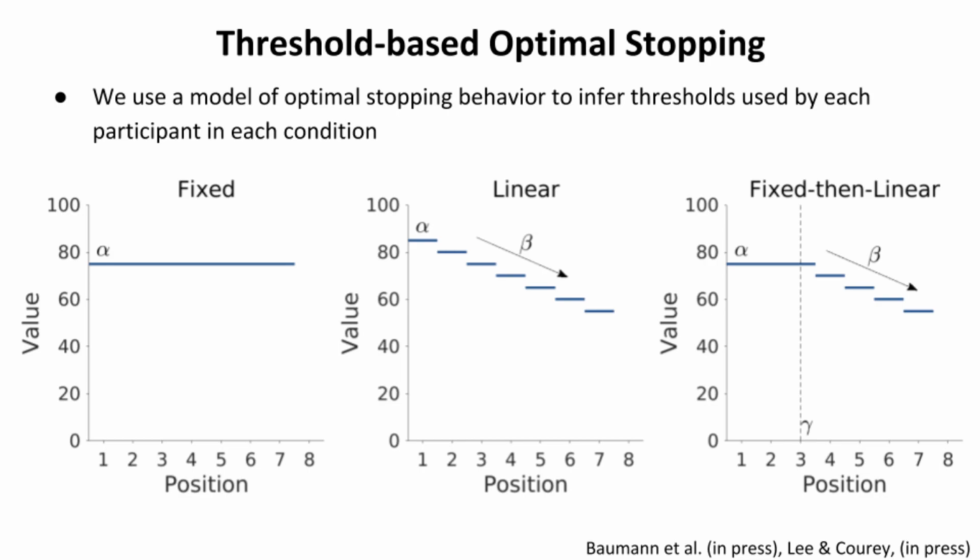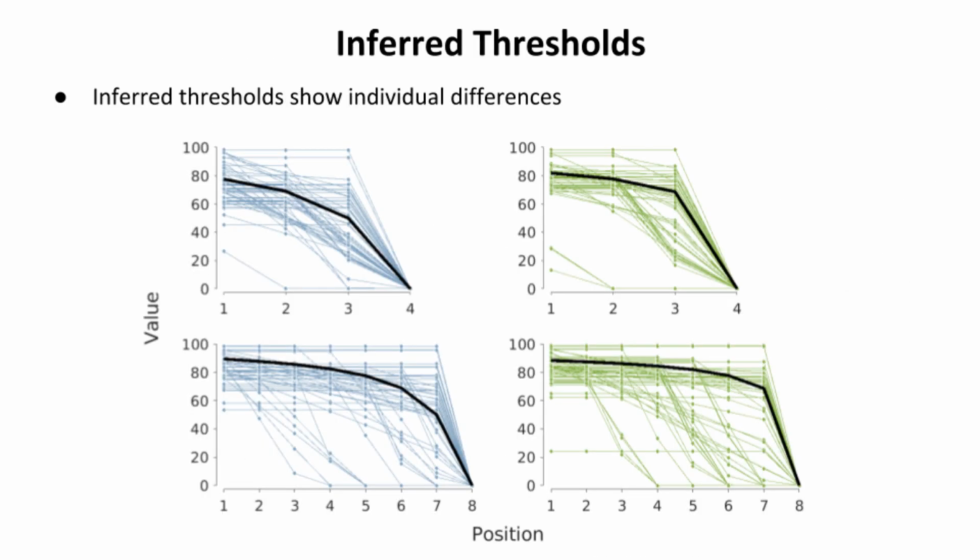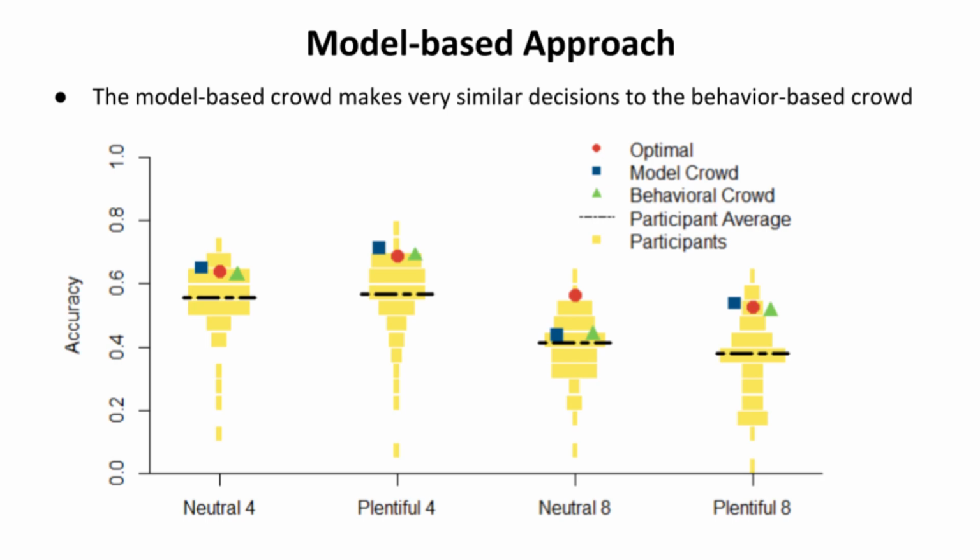We considered a series of threshold models that have been proposed in the literature, including people having a fixed threshold above which they choose values, or having their thresholds linearly decrease, or be fixed for some period before they start to decrease towards the end of the sequence. Here are the thresholds that we inferred for all of the individuals in each of the 4 conditions, and the solid black line shows the optimal thresholds. You can see there are large individual differences, but that in general people are kind of centered in variability around the optimal thresholds. When we use the decisions that we predict individual people would have made based upon these threshold models, we get very similar wisdom of the crowd answers as we did for the behavioral aggregation that we looked at earlier.